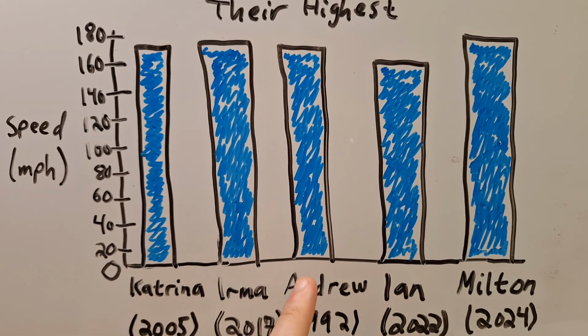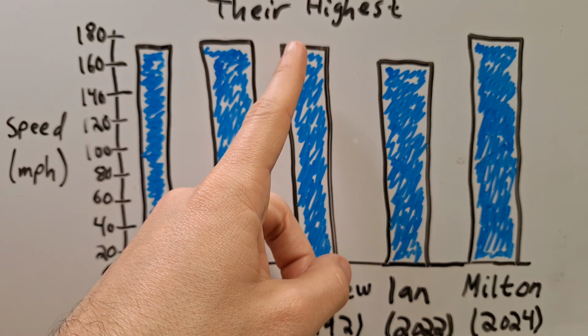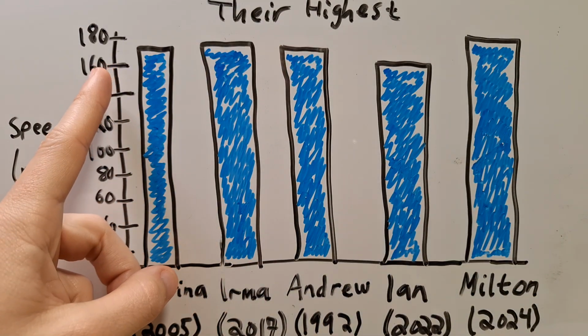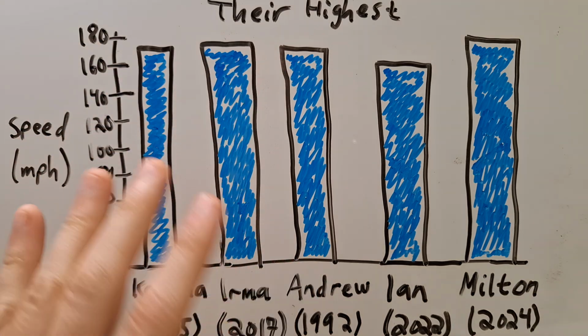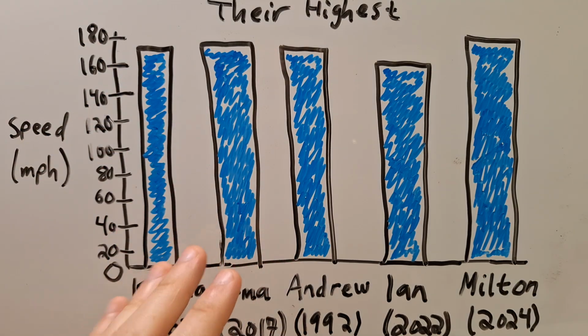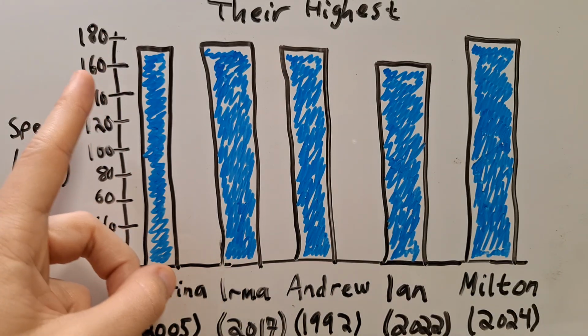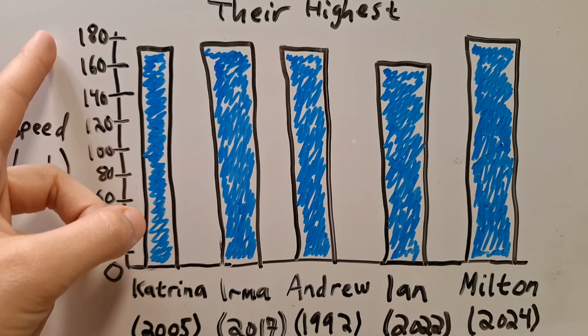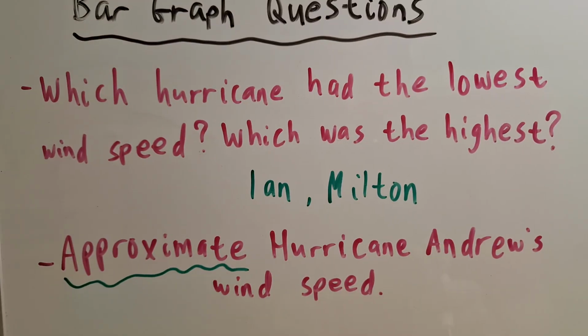So if we look at the middle one here, this is Hurricane Andrew. It looks like it is in between the increments of 160 and 180. So we're not looking for the exact amount, we're just told to approximate it. And it looks like it's roughly halfway between, so between 160 and 180, we can safely say that that number could be approximately 170 miles per hour.